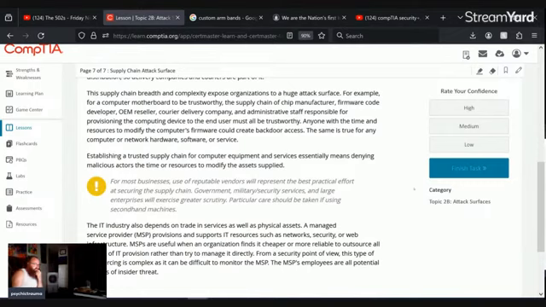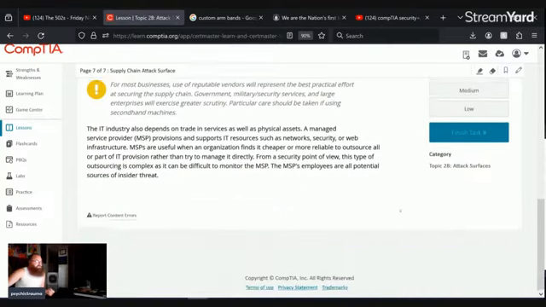The IT industry also depends on a trade in services as well as physical assets. A managed service provider, MSP, provisions and supports IT resources such as network security or web infrastructure. MSPs are useful when an organization finds it cheaper or more reliable to outsource all or part of IT provision rather than try to manage it directly. From a security point of view, this type of outsourcing is complex, as it can be difficult to monitor the managed service provider. The managed service provider's employees are all potential sources of insider threat.